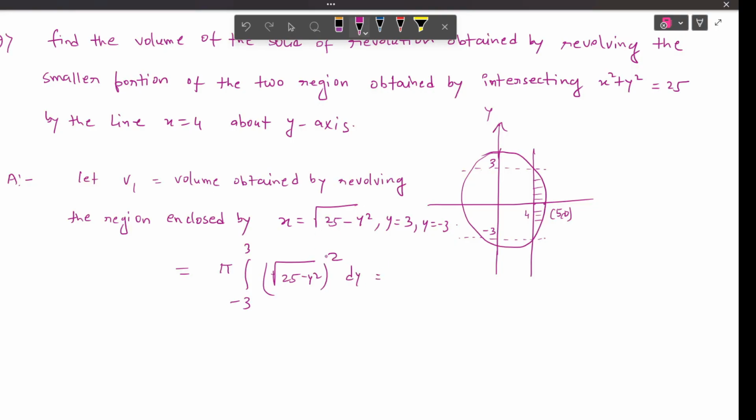dy. If you calculate, this will be in the format a square minus x square format. So a square minus y square square root. This will be pi. Square root and square will cancel out. So it will be 25 minus y square dy. This is pi 25y minus y cube by 3 from minus 3 to 3.